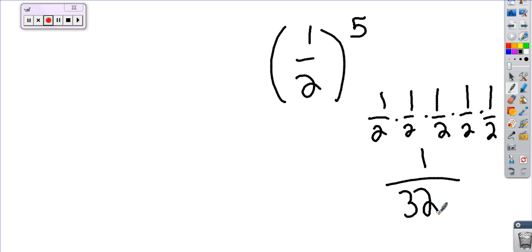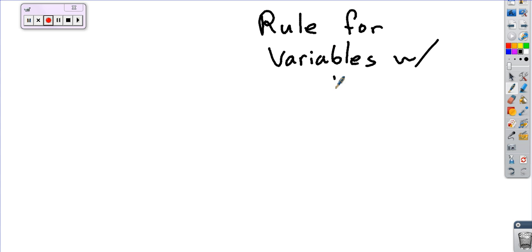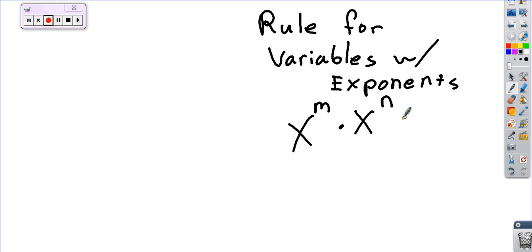Now when we multiply variables, which should be reviewed because I know we've already covered it, let's make sure our bases are good. The rule for variables with exponents is this. x to the m power, where m represents a number, times x to the n power equals x to the m plus n. Because when you multiply variables with exponents, all you do is add the exponents.